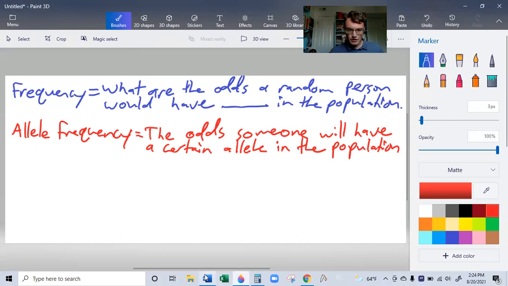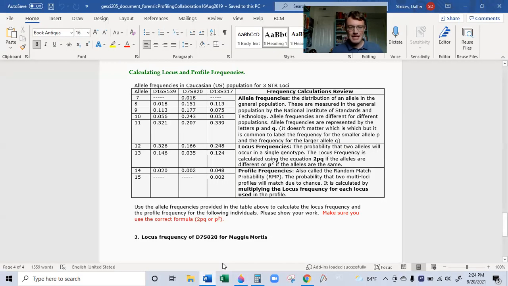Here's an example on your homework. We give you this little table where some scientists went and did all the work to figure out what the allele frequency was and then told you. Isn't that great? We love it when scientists do our work for us. So this is called an allele frequency table right here.